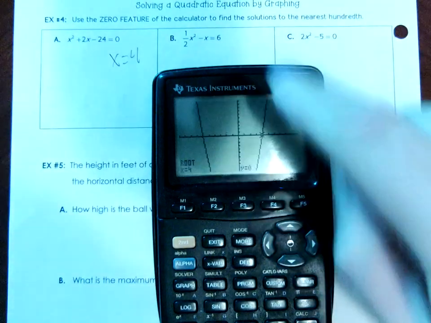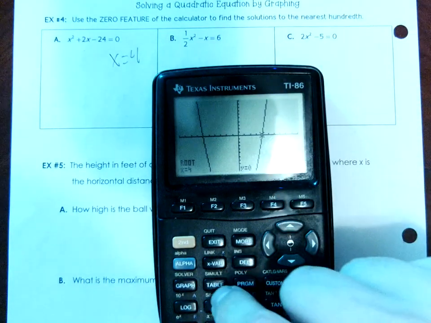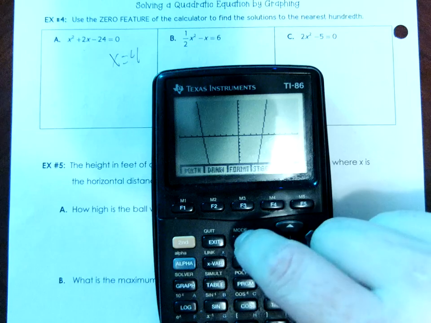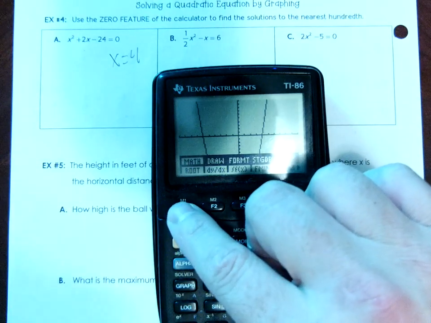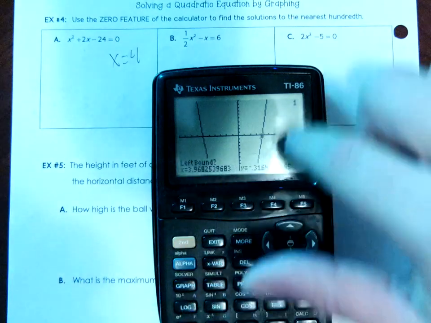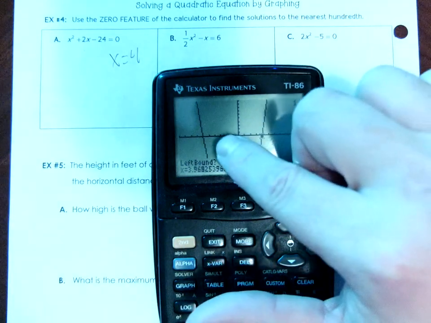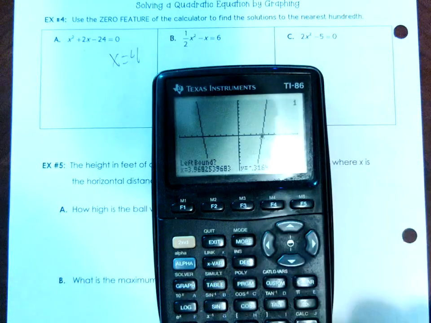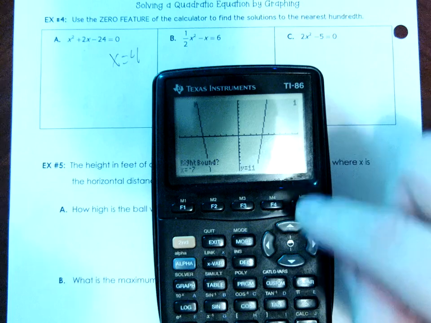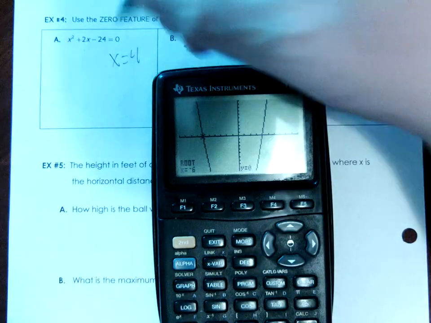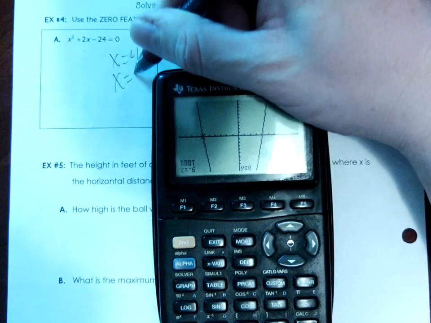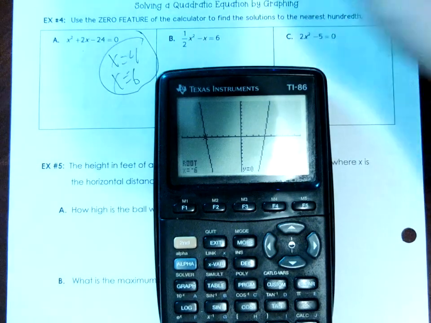Then if I look here and do the same thing, again yours is going to say zero here. Mine says root because the calculator is super old. Left bound, I'm going to say that's about 1, 2, 3, 4, 5, 6, 7, negative 7, going to the left. Then right bound at negative 5. I'm guessing it's at negative 6, which it probably is, negative 6, 0. x equals negative 6. So that is how you can use a calculator to do this.